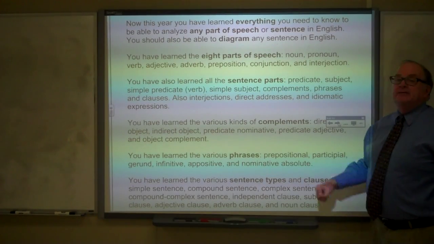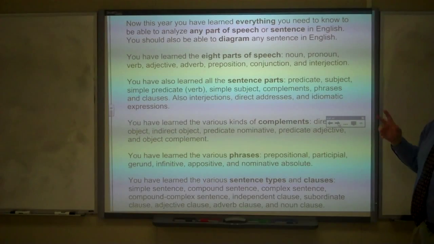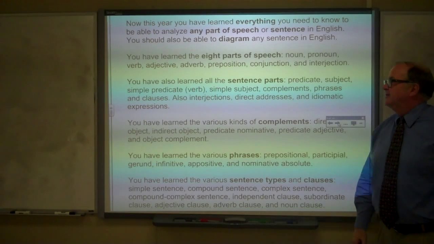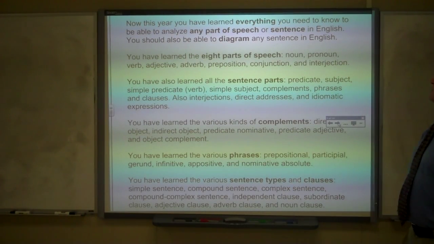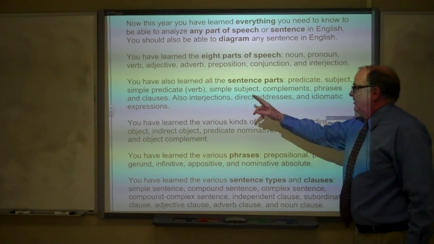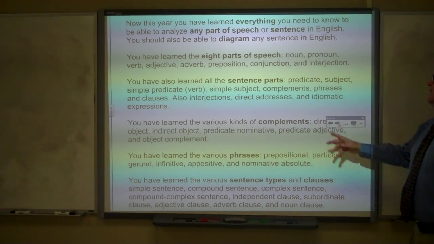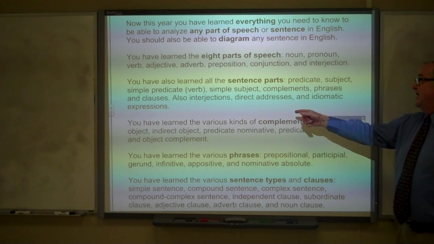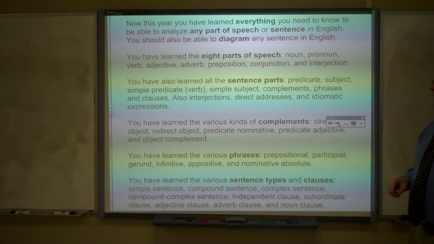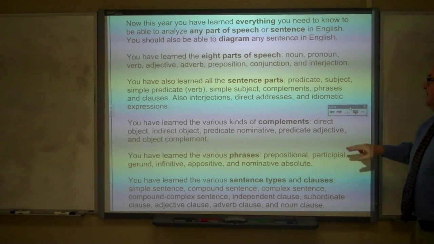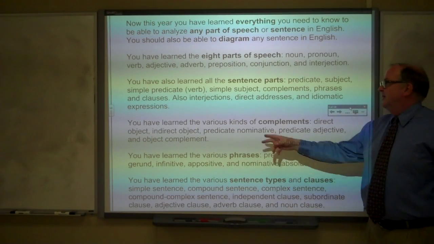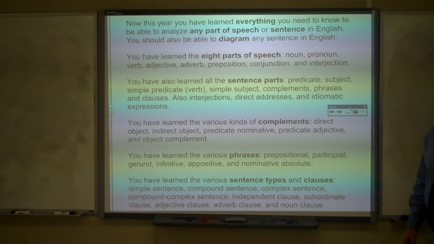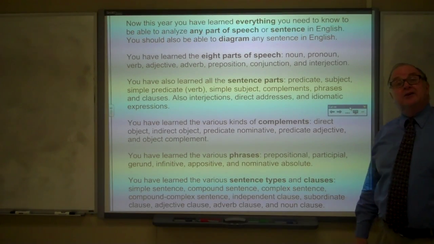You have learned the 8 parts of speech: the noun, pronoun, verb, adjective, adverb, preposition, conjunction, and interjection. Those are the 8 parts of speech we have in English. You've also learned all the sentence parts: the predicate, the subject, the simple predicate, sometimes called the verb, the simple subject, complements, phrases, and clauses. You've also learned interjections, direct addresses, and idiomatic expressions. You've learned the various kinds of complements: direct object, indirect object, predicate nominative, predicate adjective, and object complement. Oh yeah, I've really learned a lot this year, haven't I?